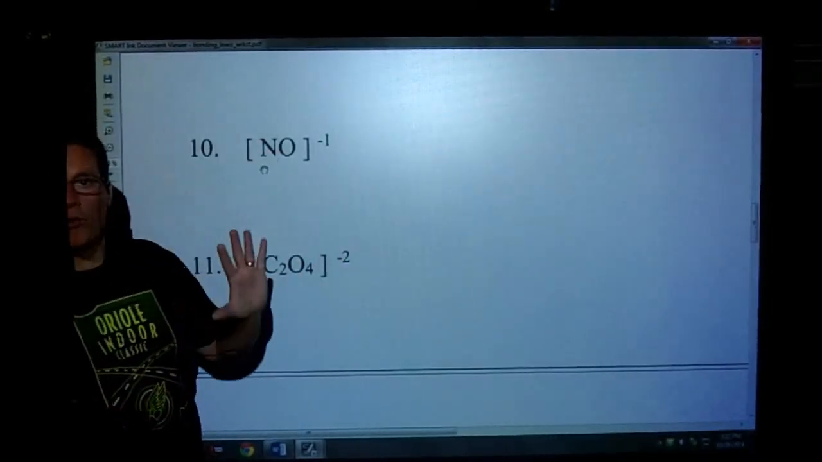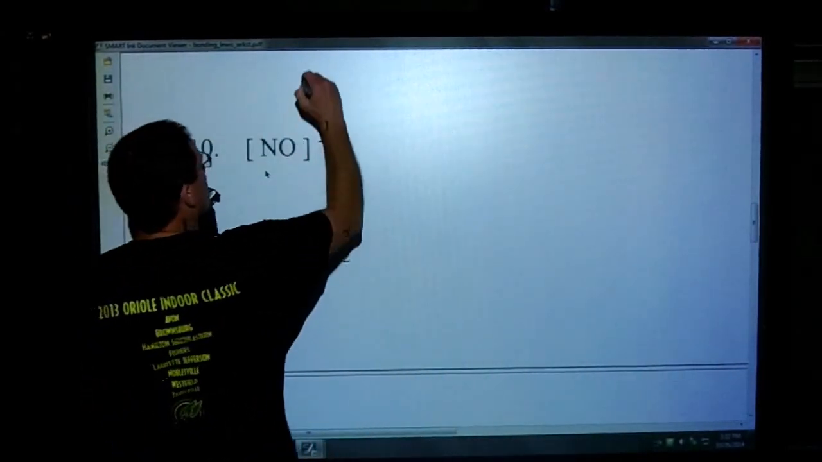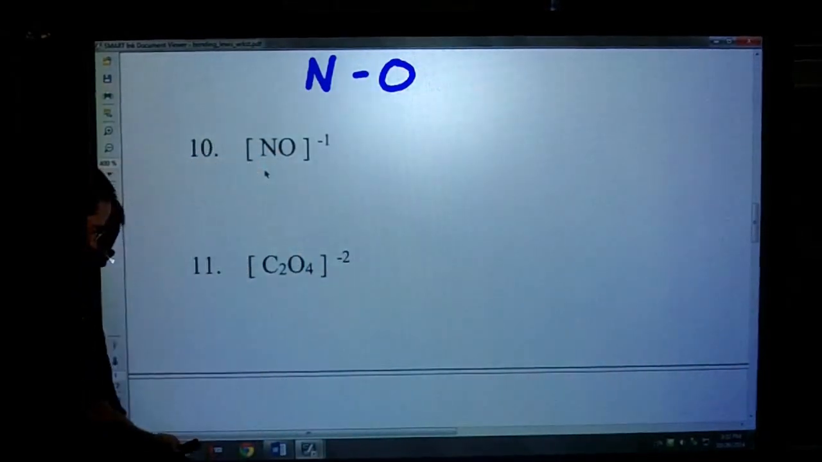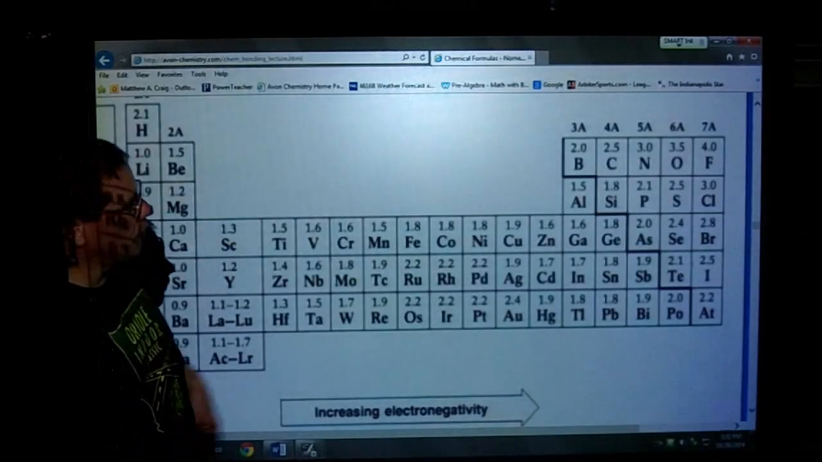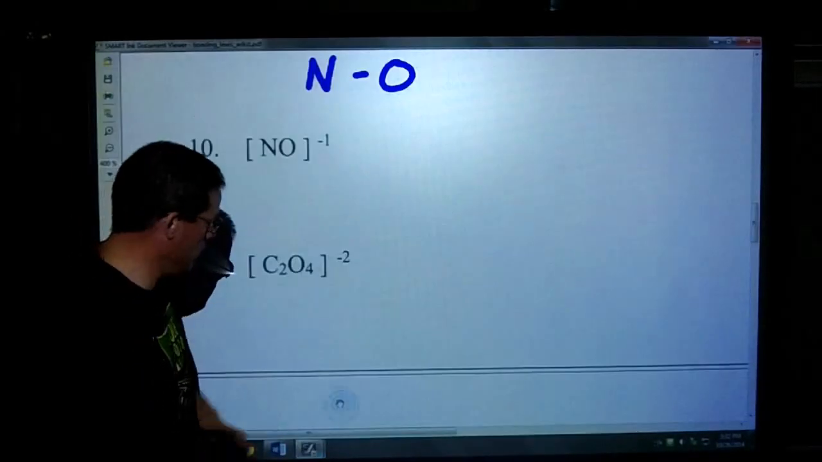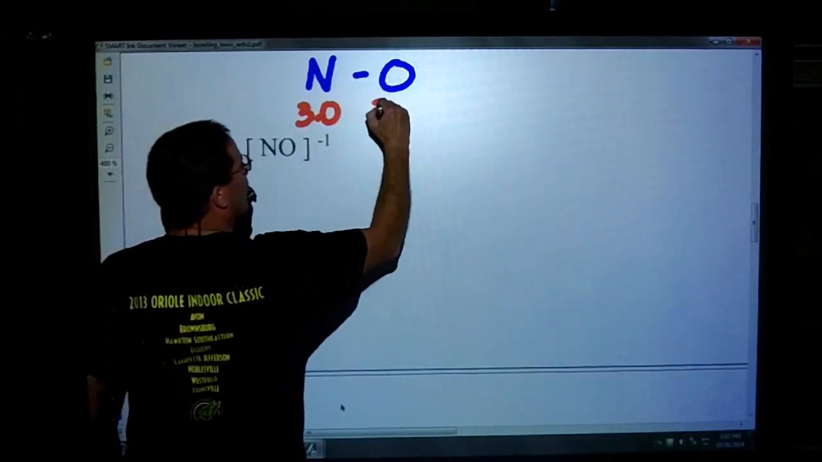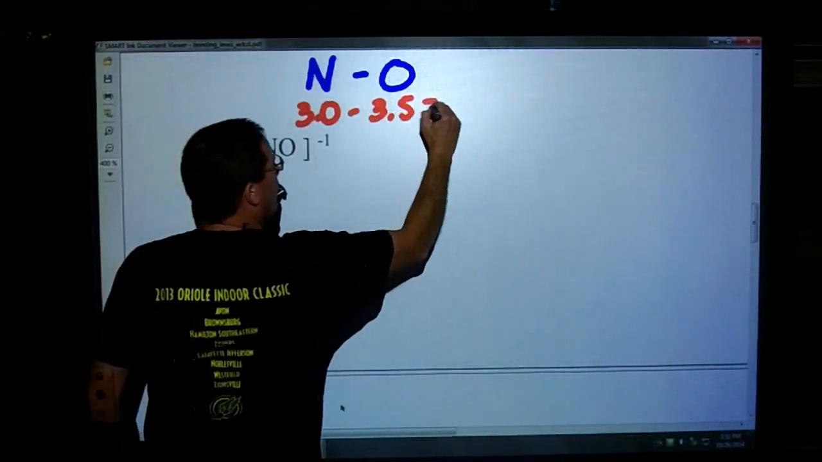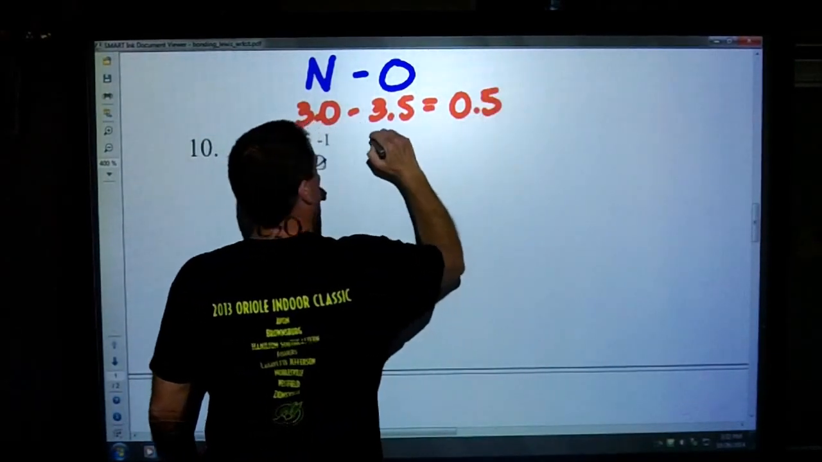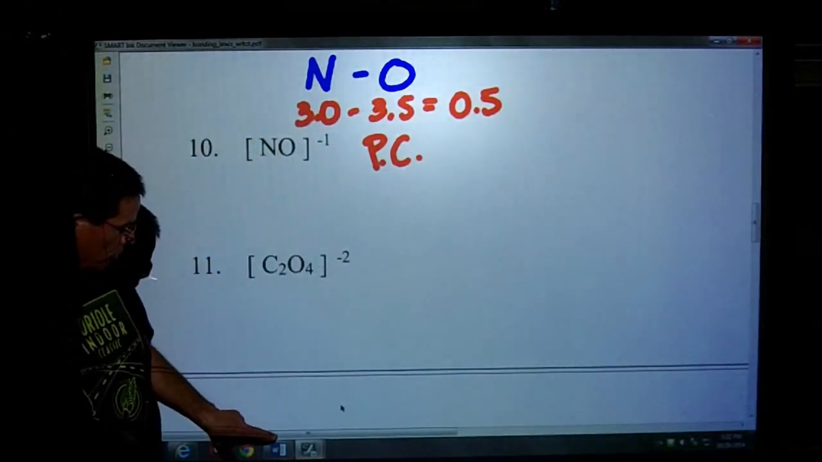So the first thing we want to do is find out what type of bond we have between the nitrogen and the oxygen. So we go back to our table and look. Nitrogen has a value of 3.0, oxygen 3.5. Okay, keep that number in your head. So nitrogen 3.0, oxygen 3.5. The difference of those 2 values is 0.5. So shocking, we have a polar covalent bond between the nitrogen and the oxygen.